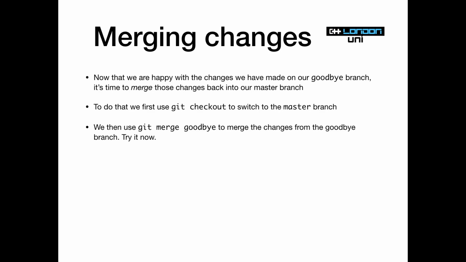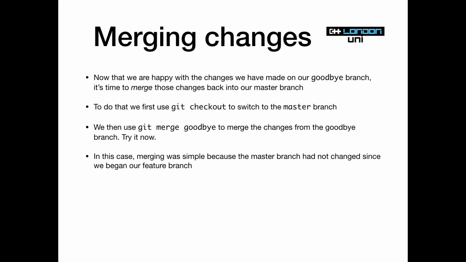And I believe it will tell you that it was a fast forward when you run the command, because there was no actual divergence to rectify. So it just says, oh well, there was nothing to rectify, just go to this future state. Yes. So in this case, this merging was very simple, and the reason it was simple is because the master branch hadn't changed from the point that we diverged from it.